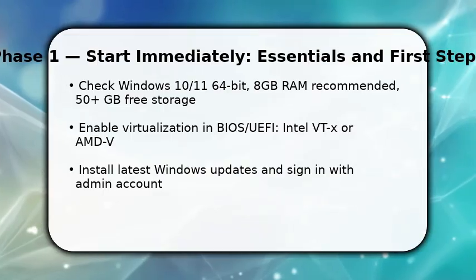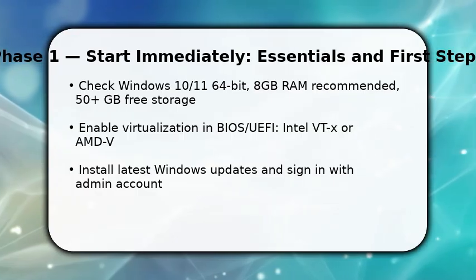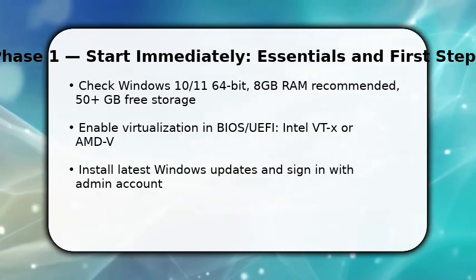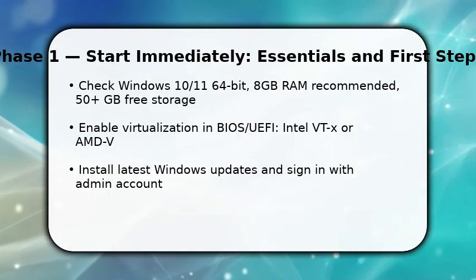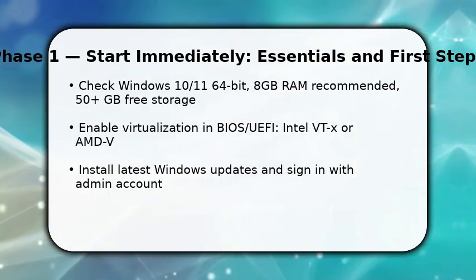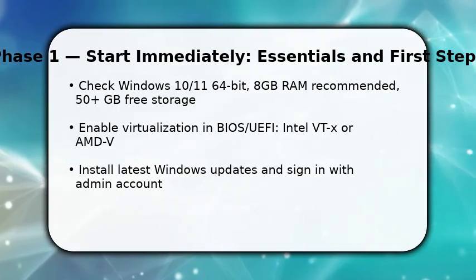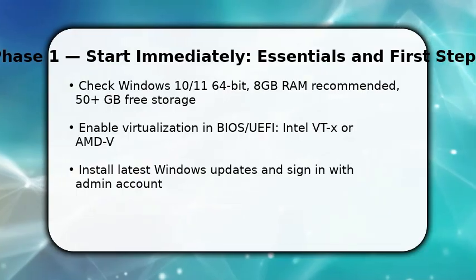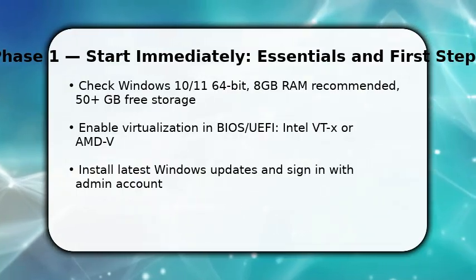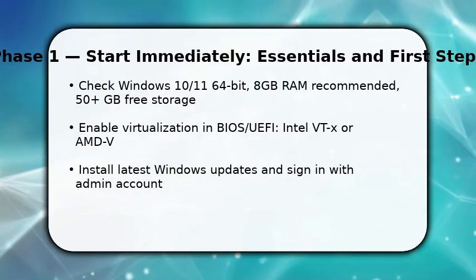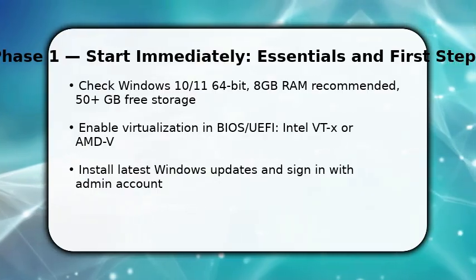You start by confirming system requirements and enabling virtualization. This lets Android run efficiently on PC. Once done, reboot into BIOS or UEFI, enable Intel VT-x or AMD-V, and save changes. Make sure Windows updates are current and you're signed in as an administrator. That avoids permission errors during installation.